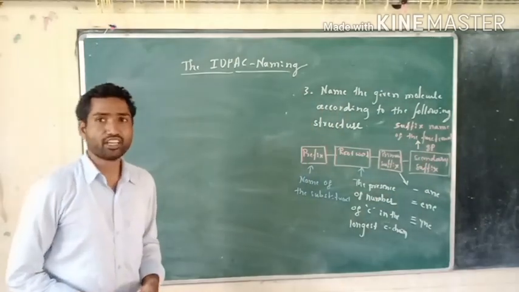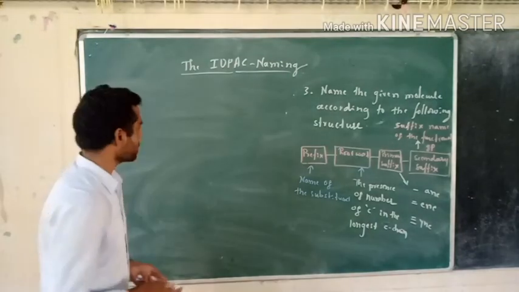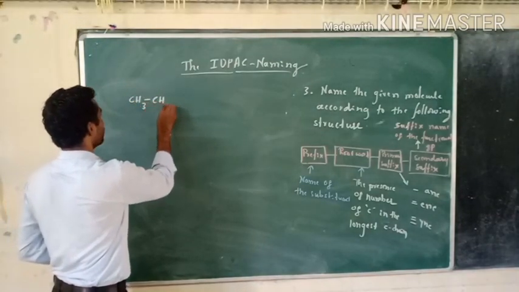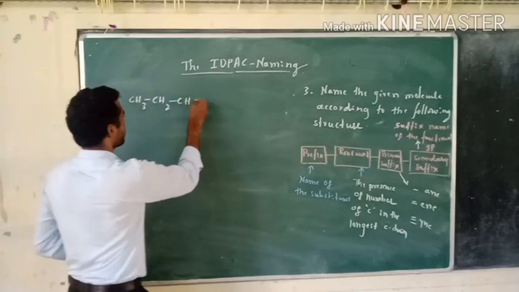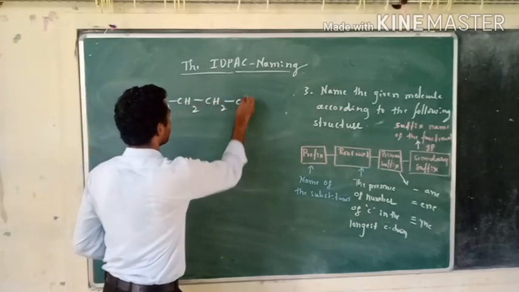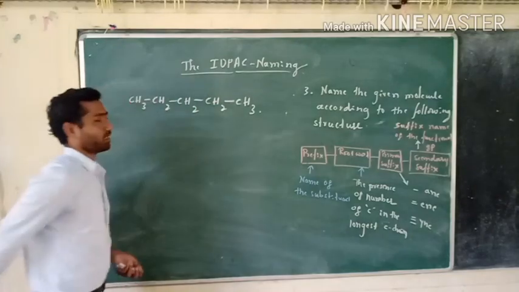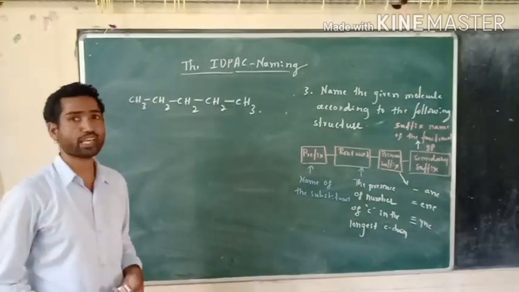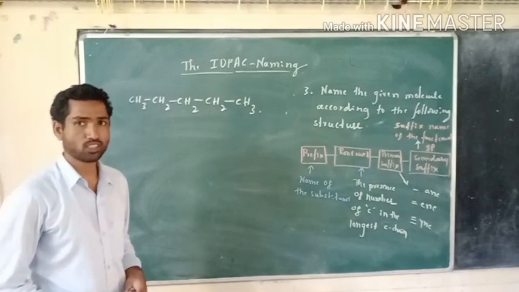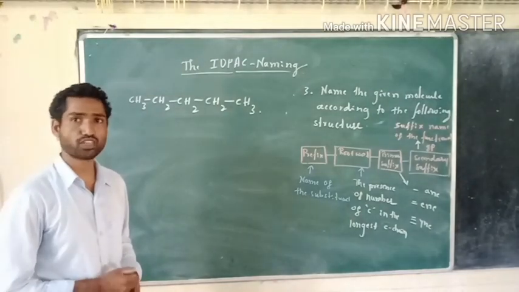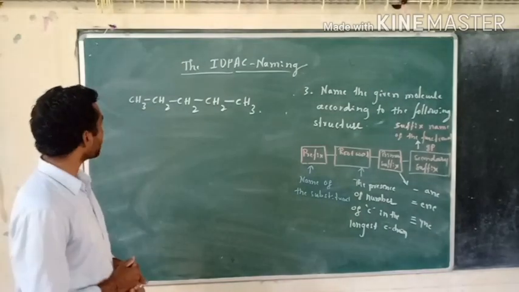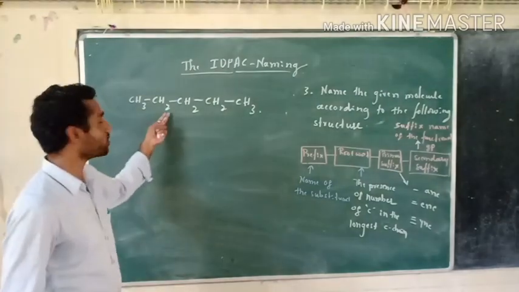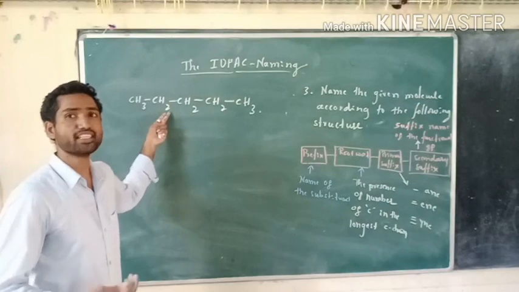So let us take one simple example. CH3, CH2, CH2, CH2, CH3. I have to write the IUPAC name for this molecule. So what does the first rule say? Identify the longest carbon chain containing the functional group. This molecule does not have any functional group or any side chain.